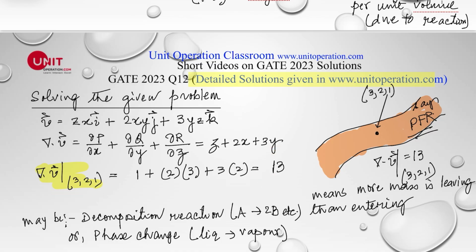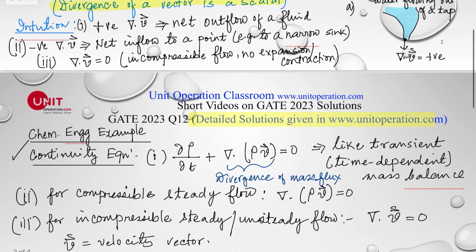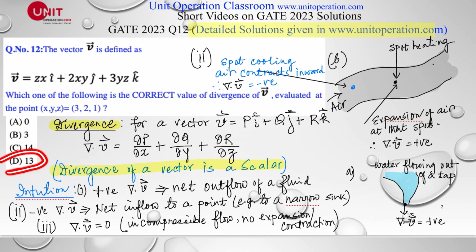So basically what is happening, as I discussed, here the divergence at that particular point is positive, so there might be more flux of mass leaving than entering, which might be like there is some kind of a decomposition reaction. That means there is an increase in the number of moles due to reaction, or there could be a phase change, something of that sort. Of course, that's not really asked in this problem. I just wanted to give you an insight of this particular problem. So this value is equal to 13. So of course, D is going to be the correct answer.